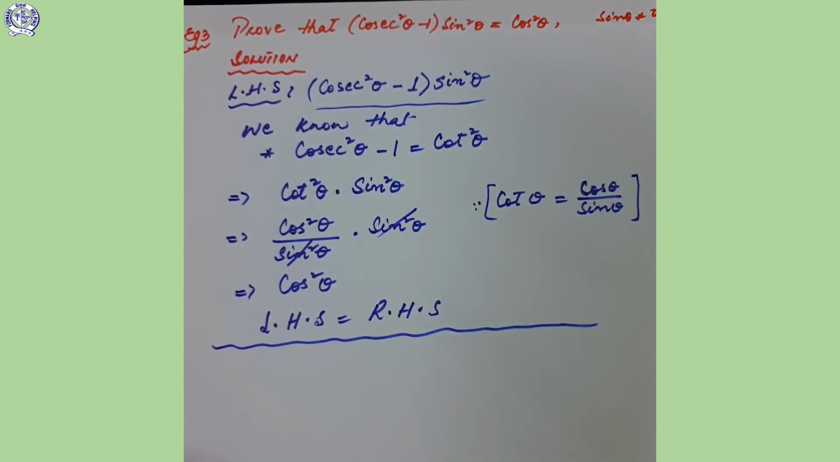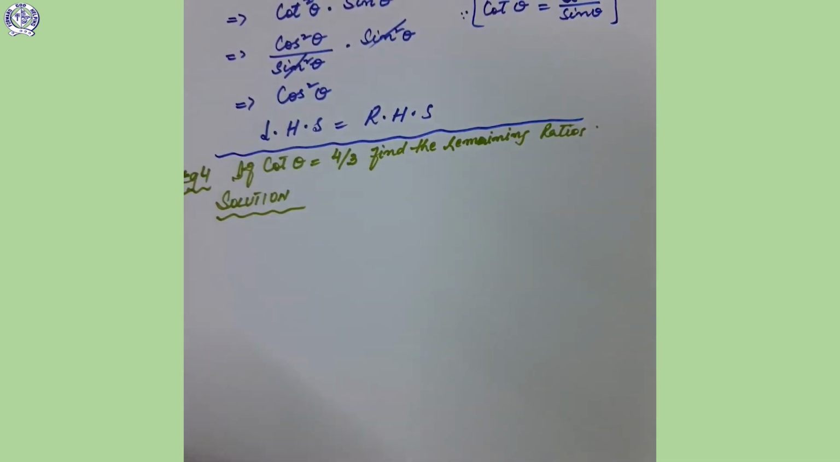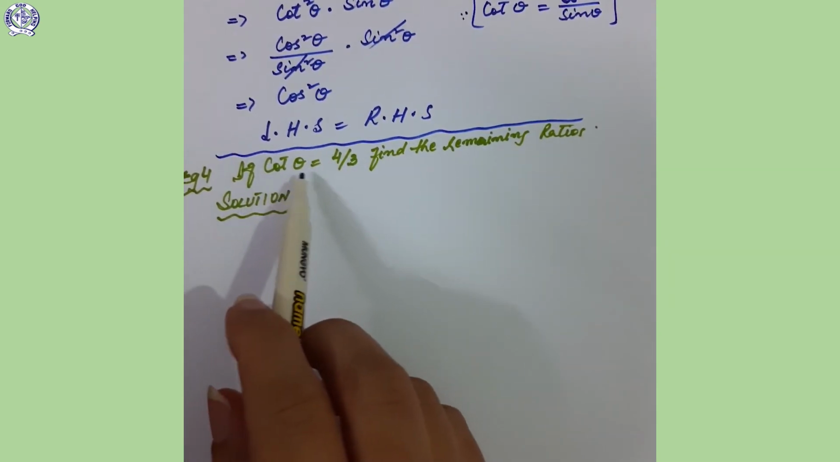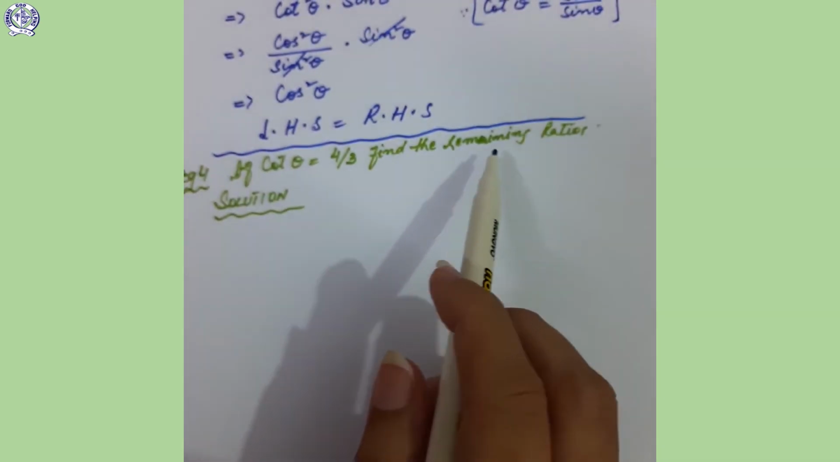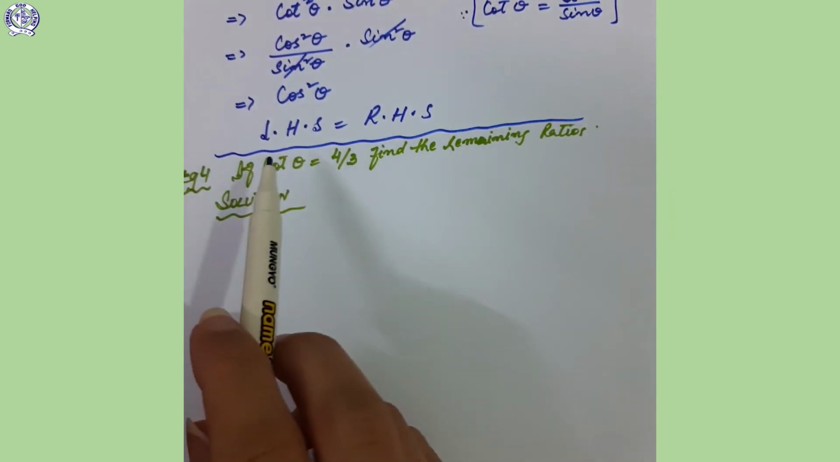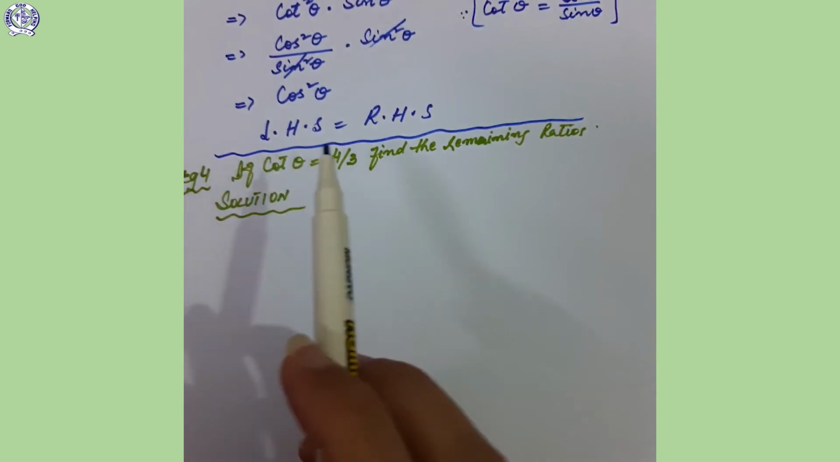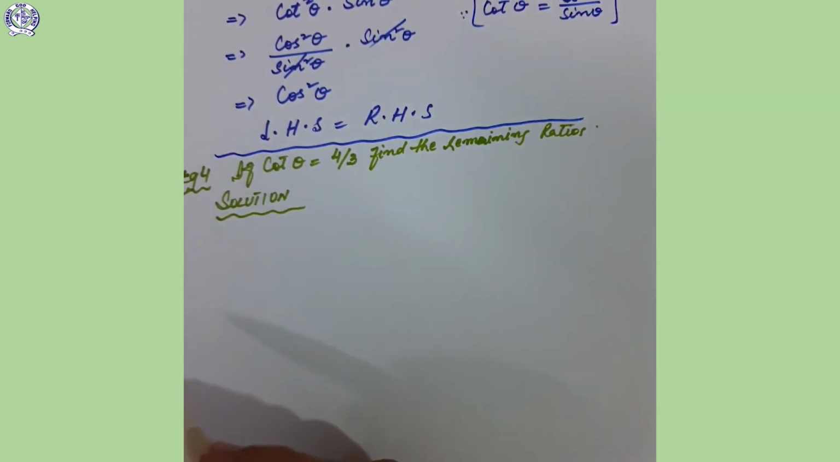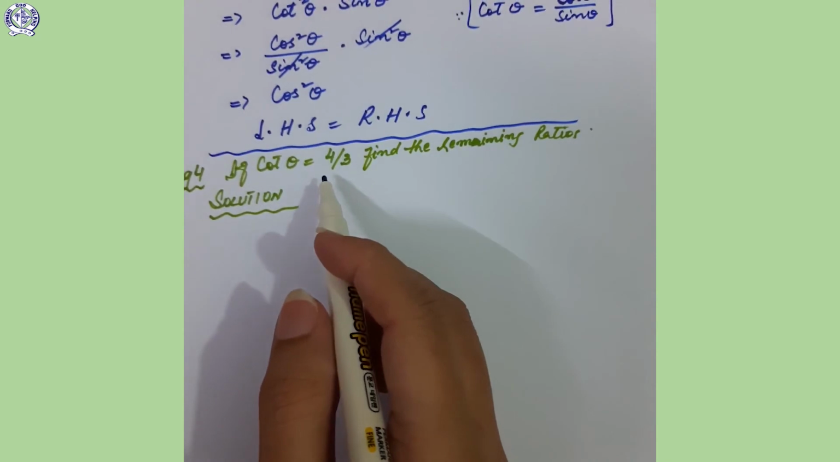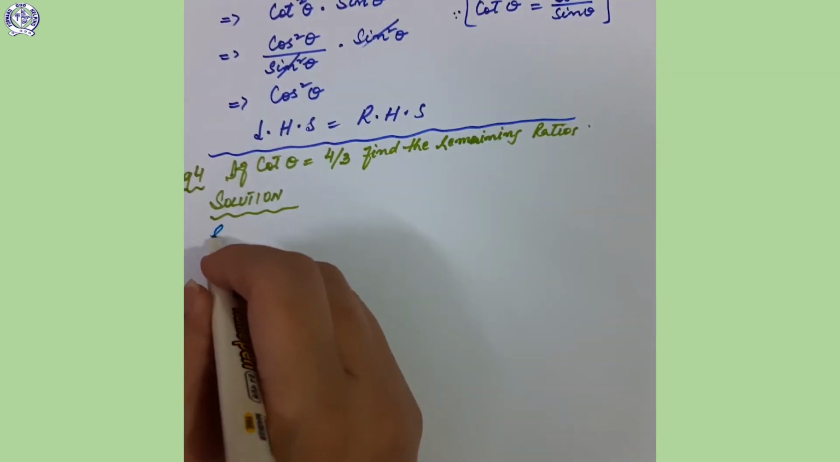Example number 4 I'm going to do from your book. Example number 4 is given: if cot theta equals 4 upon 3, find the remaining trigonometric ratios. It means cot is given, so you have to find sine, cos, tangent, cosec, sec. Whatever values are given, we will write the values first.